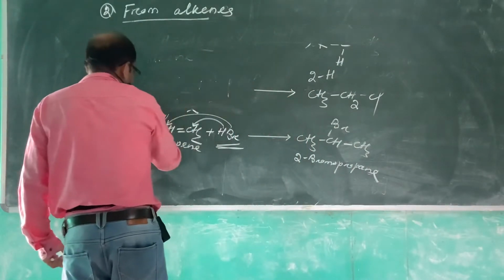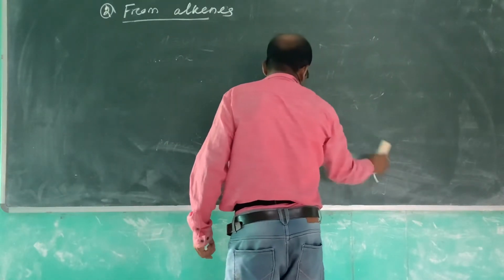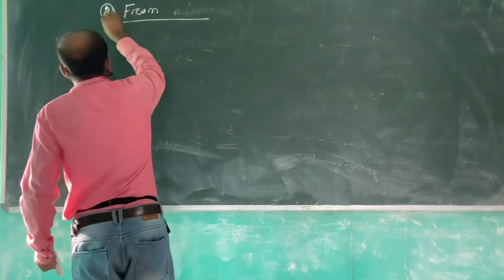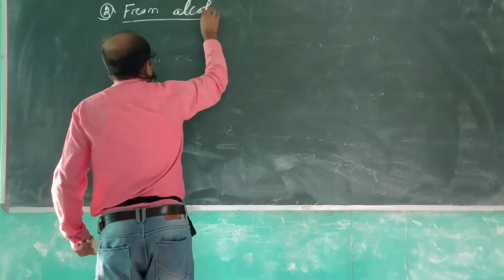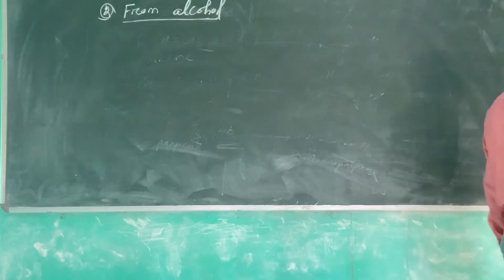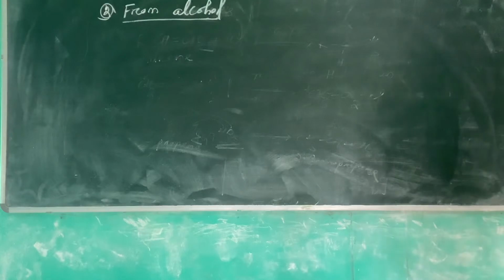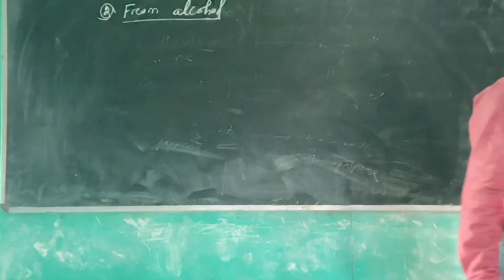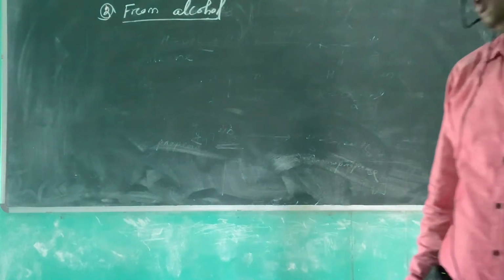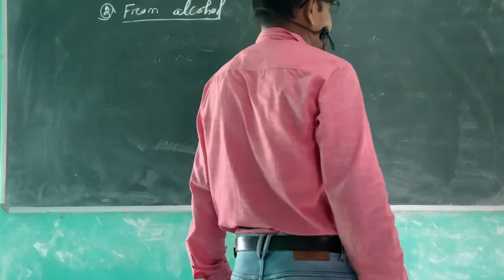Preparation of monohaloalkane from alcohol. Method number 3, from alcohol, by action of HX. When alcohol reacts with the HX in presence of anhydrous zinc chloride, it produces corresponding alkyl halide.